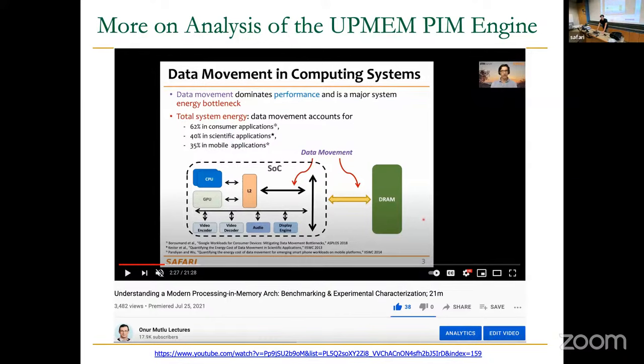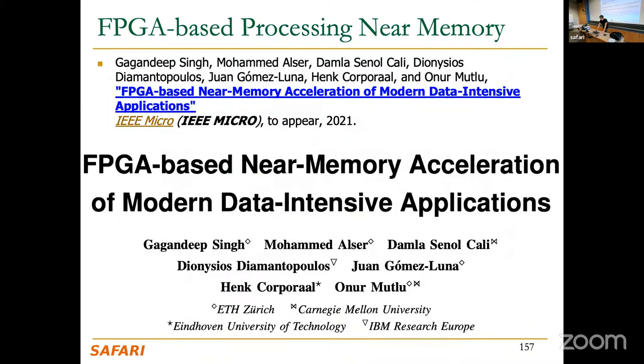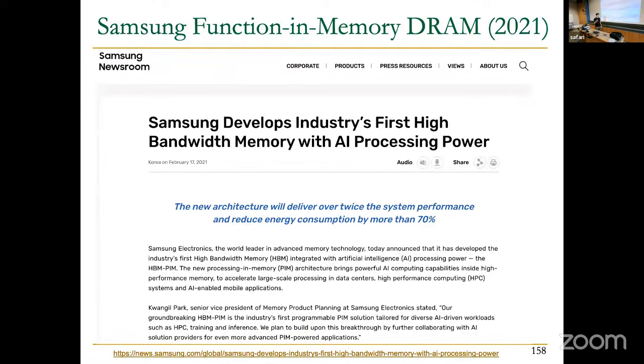But yeah, it's not the only type of processing in memory that you can find in the real world these days. I already mentioned these FPGA-based near-memory acceleration with FPGAs with HBM memory, which is a way of doing processing near memory. But there are also other, let's say even more novel approaches to processing in memory. For example, from Samsung, this is from February 2021, where they announced their first processing-in-memory architecture for AI with computing capabilities in the HBM memory, for machine learning and artificial intelligence.